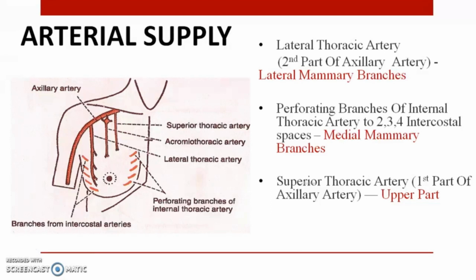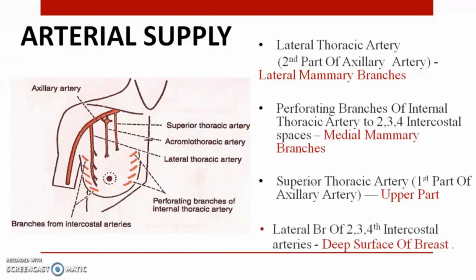Another important artery which supplies the upper part of the mammary gland is the superior thoracic artery. It is again a branch of the axillary artery. So the two major arteries supplying the mammary gland are branches of the axillary artery and of the subclavian artery. The axillary artery gives two branches, the superior thoracic artery and the lateral thoracic artery, and then we have the internal thoracic artery, a branch of the subclavian artery, giving medial mammary branches. That's all about the arterial supply.